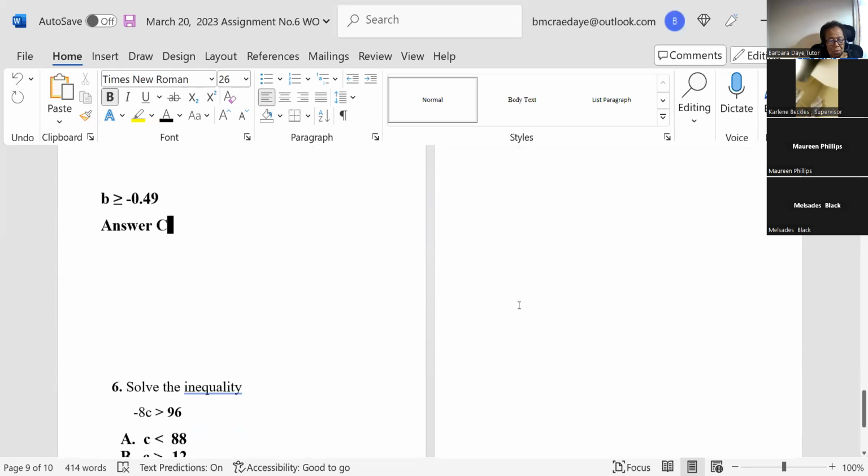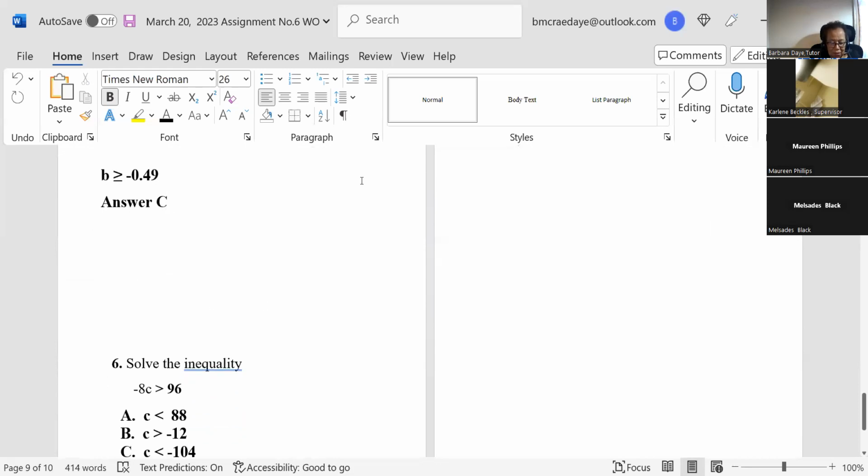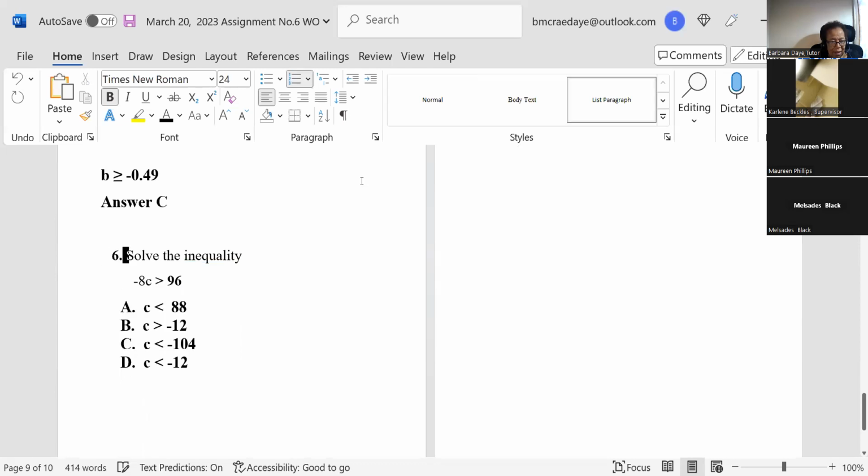Okay, and we had one more. All right, Mercedes, you can solve this one. Mental math, what's the answer, Mercedes? Oh, let me look at it. Solve the inequality minus 8c greater than 96. What's the answer? Let me see. The answer would be A, B, C, or D? C. How did you get C?